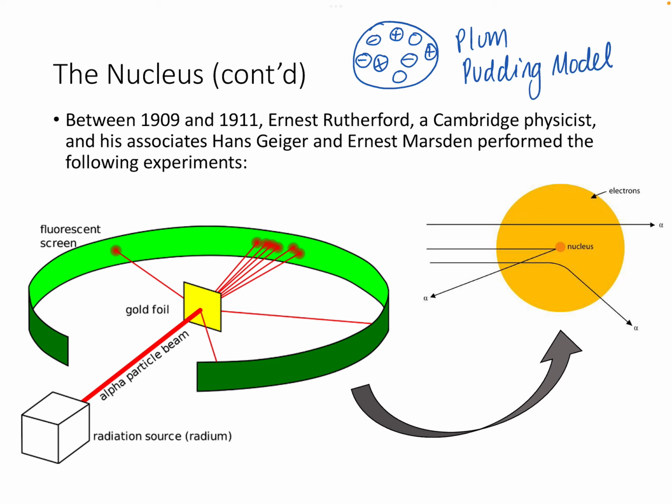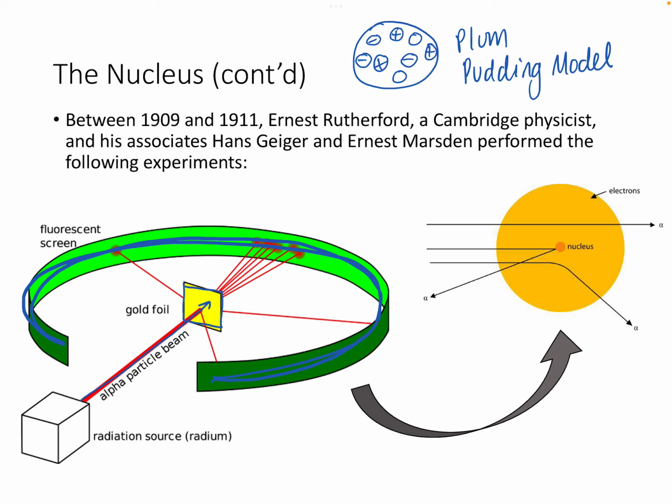So Ernest Rutherford, who was a physicist at Cambridge, wanted to test this theory. He wanted to prove that the plum pudding model was correct. So between 1909 and 1911, him and his associates, Hans Geiger and Ernest Marsden, performed the following. They set up a piece of gold foil in the middle of a detector. So this was actually a fluorescent screen. And they shot radiation through that gold foil.